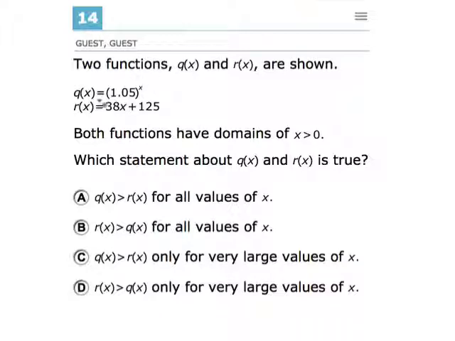Well, let's look. What statement's true? Is q of x always going to be bigger? Well, if I put a 1 right here, anything to the 1 power is itself, so 1.05. If I put a 1 here, I get 38 plus 125, which is 163, something like that. Q of x is obviously smaller than r of x, so it can't be that.